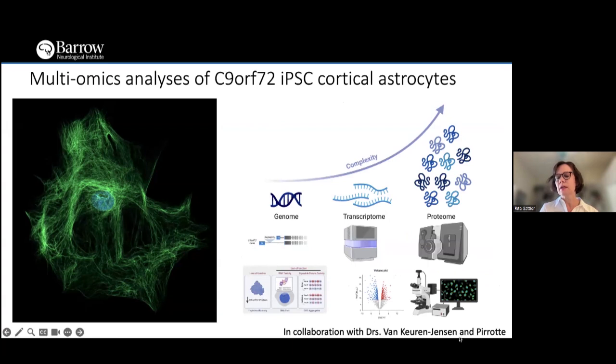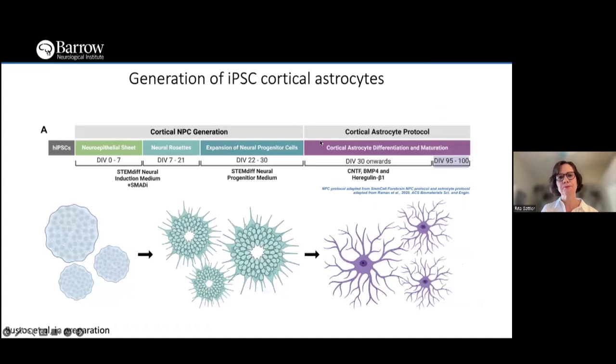And all of this was done with a really close collaboration of Dr. Van Kuren Jensen and Dr. P30. Both of them at that time were working at the Translational Genomics Institute, or TGen, in Phoenix, right around the corner from where we are, where they helped us to perform a very thorough transcriptomic and proteomic analyses of these iPSC cortical astrocytes in order for us to start understanding whether there is some cell autonomous dysfunction in these astrocytes caused by the C9 mutation and the G4C2 repeat expansion.